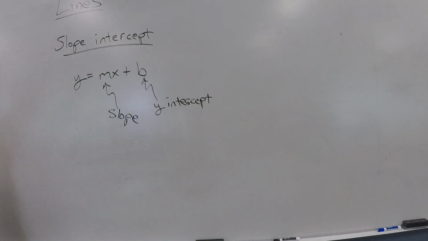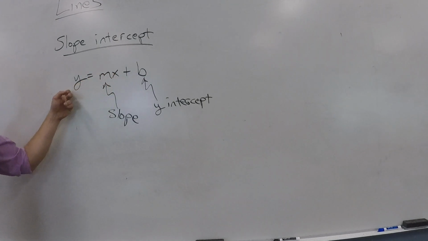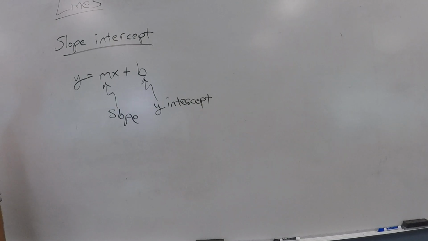And what do x and y stand for? Your input and output. Yeah, those are kind of the input and output here. You guys good with this one? Remember this one? Okay. How do you graph one of these?